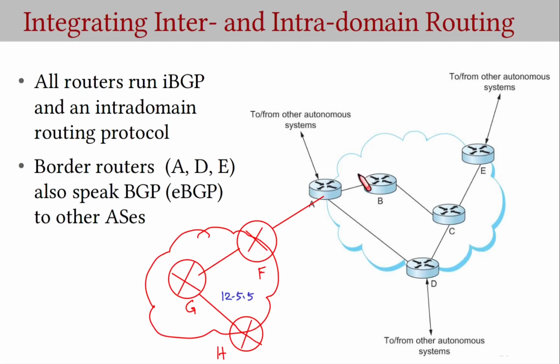The interior routers know how to reach all the routers inside an AS, including these border routers, to be able to reach any other network. Let's say that we have another autonomous system and this IP prefix 12.5.5 is in this other autonomous system that's reachable via this border router A. Then for B to be able to route anything to this prefix, all it needs to know is how to reach A, and then A will forward it to F, and from F it's going to be forwarded inside this network.